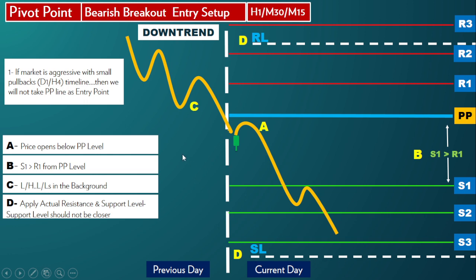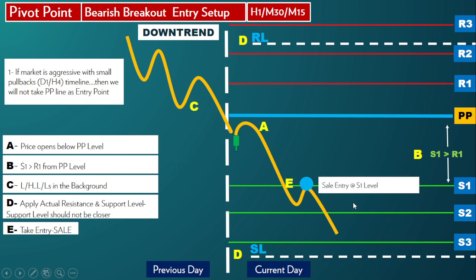Okay, let's see how we take the trade. So we take sale entry over here when the price moves down and it passes through S1 level, and then it pulls back a bit, and from there it tests the S1 level again. So this is where we take a sale entry at S1 level, and from there it will go down. Okay, so that was your entry point, sale entry.